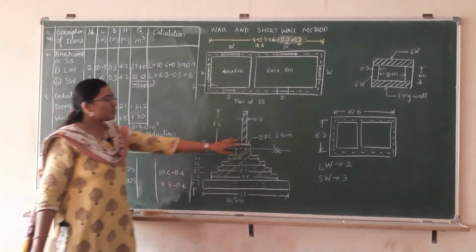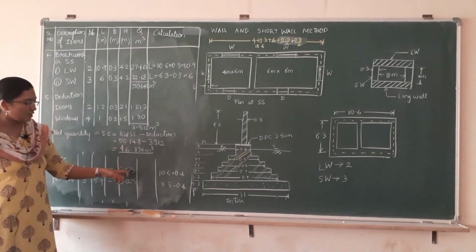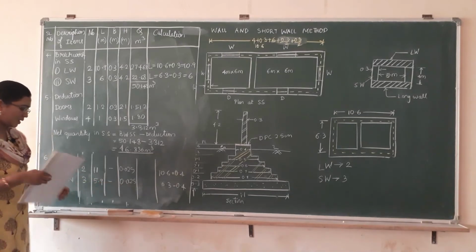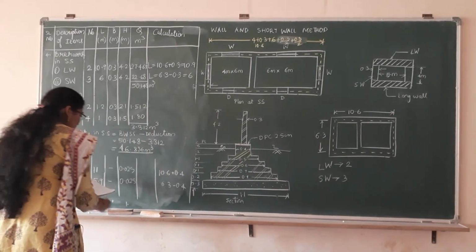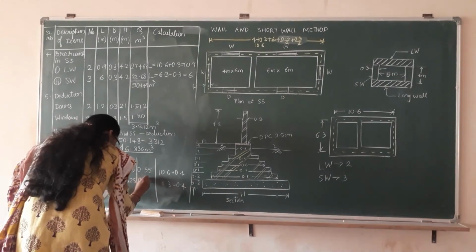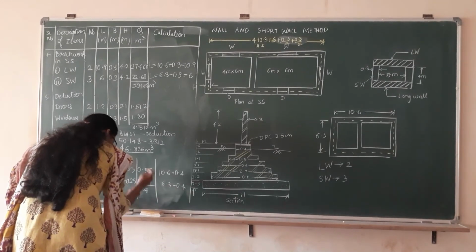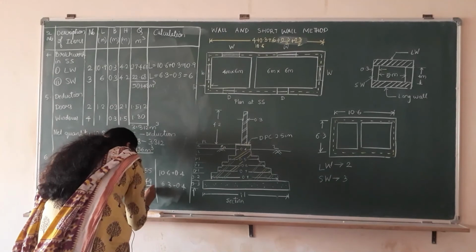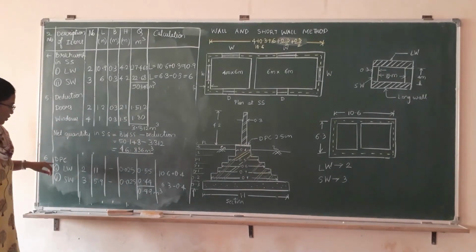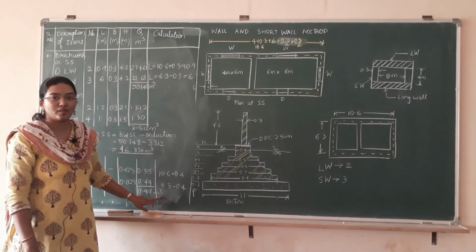We know here DPC is 2.5 centimeter. The thickness is 2.5 centimeter. We have to convert that into meter, that is 0.025 meters. So when I multiply this, I will be getting 0.55 and 0.44. So the net total quantity is 0.99 I will be getting. So that is so many meter cube. So here we calculated the damp proof course to be 0.99 meter cube.